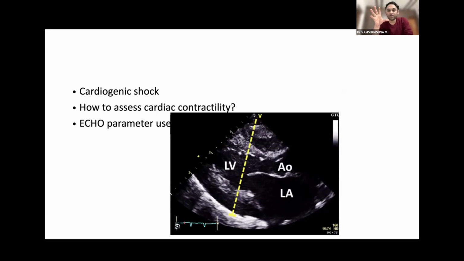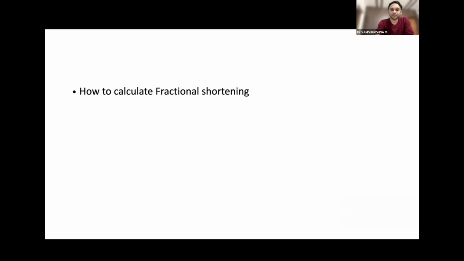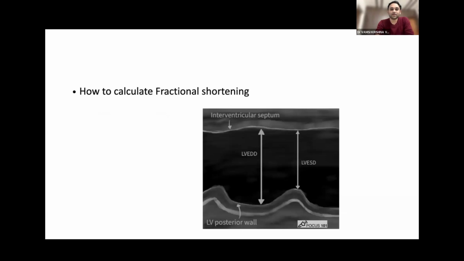The fractional shortening is how much the left ventricle is contracting in that beat. Here you can see the large chamber in diastole, which will be dilated, and during systole the chamber will be contracted. So we measure the left ventricular size during diastole and the left ventricular size during systole. The formula is LVEDD minus LVESD divided by LVEDD, so maximum minus minimum divided by maximum.